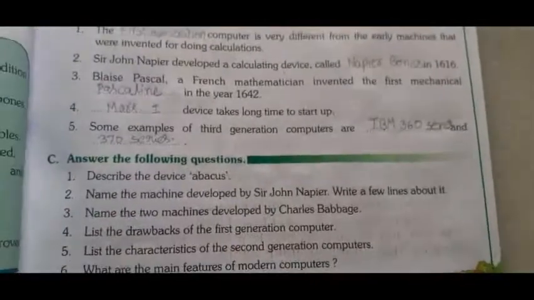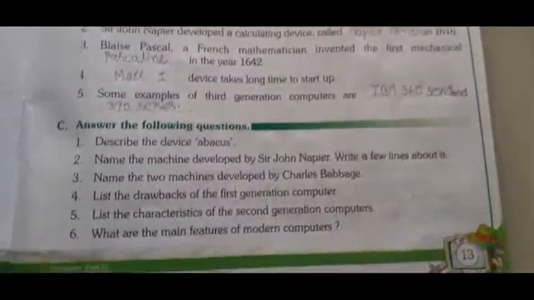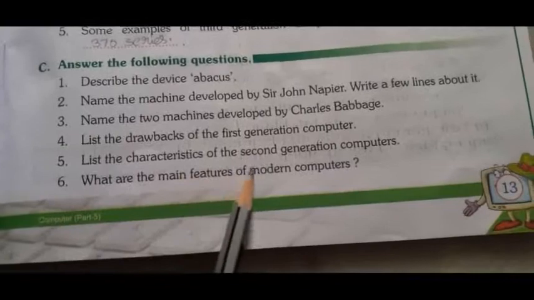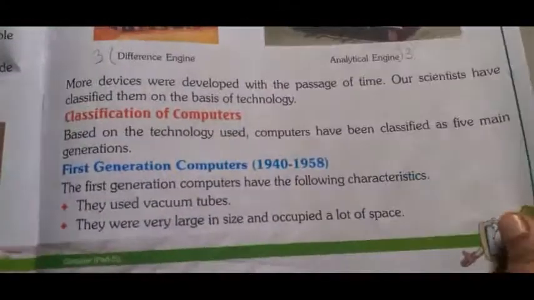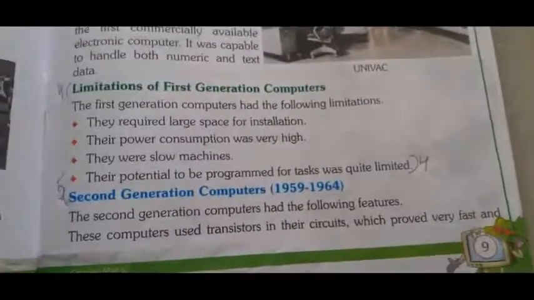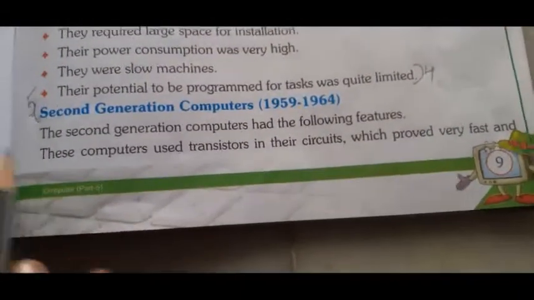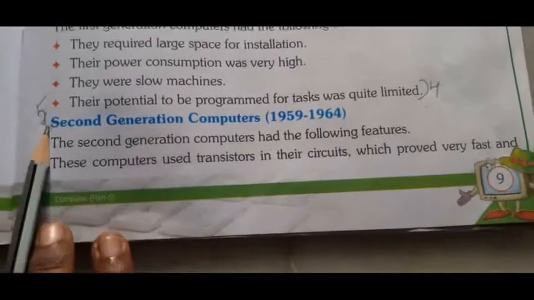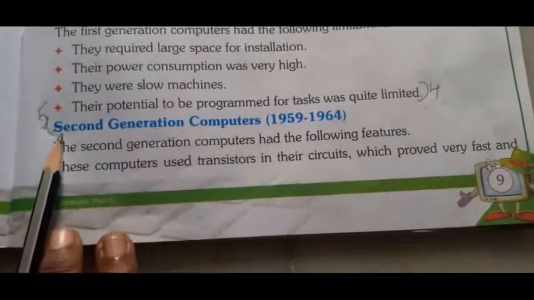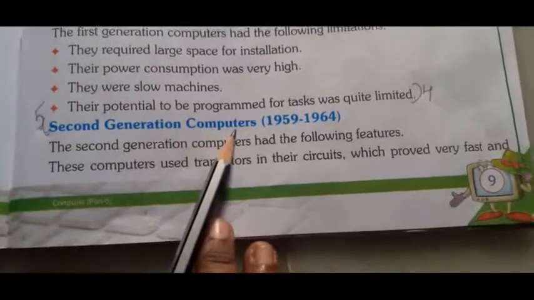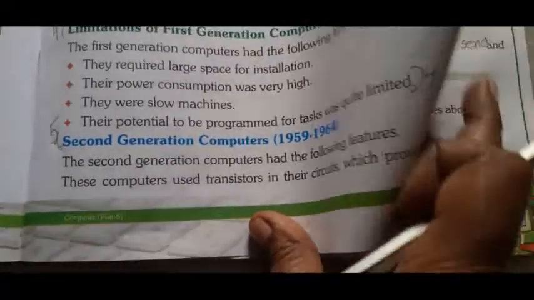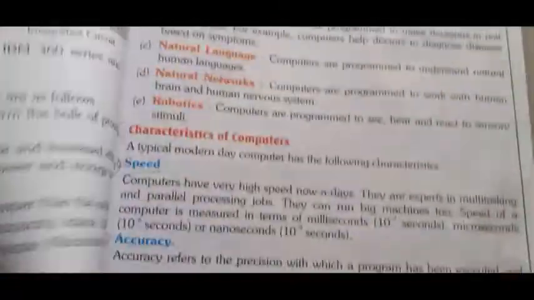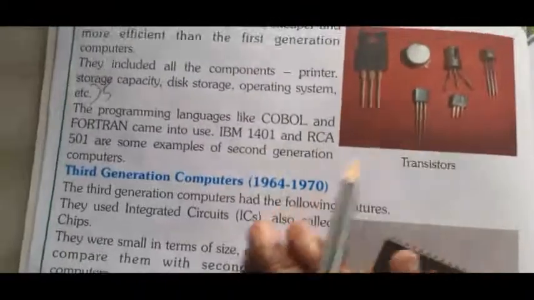Next, see what is the fifth question. List the characteristics of the second generation computers. For this fifth question answer children, see page number 9 only. Last paragraph, second generation computers. From here onwards to see page number 10. Page number 10, second paragraph.